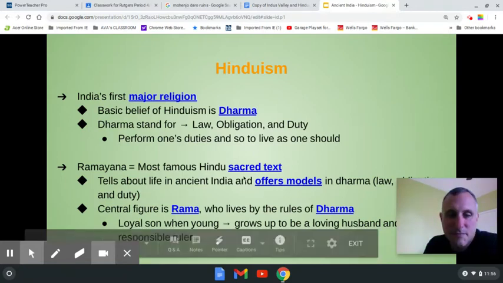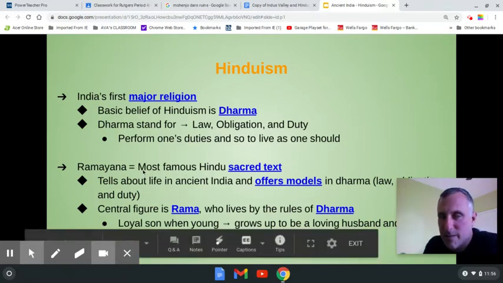They had a sacred holy text like the Bible, Quran, or Torah. This was the Ramayana, and it offers models on how to behave. The main character that helps to teach the lesson in that book is Rama, and he has to follow his dharma.